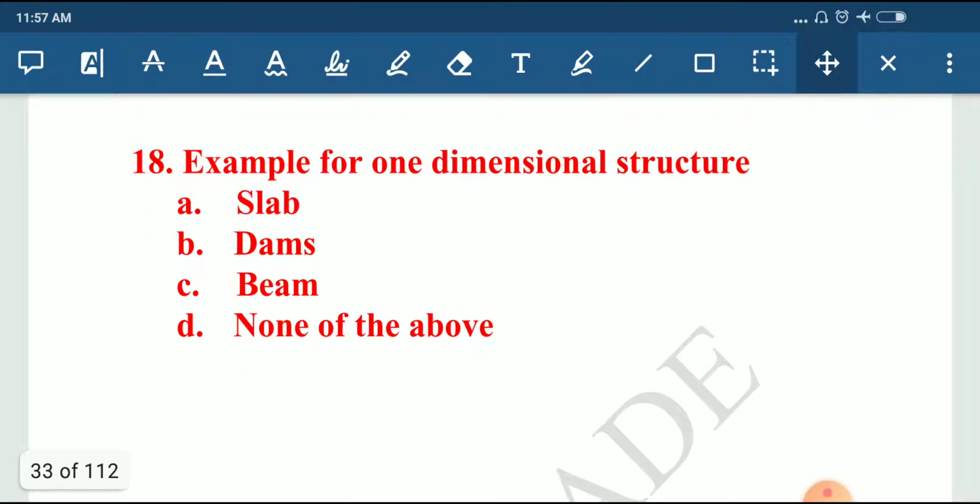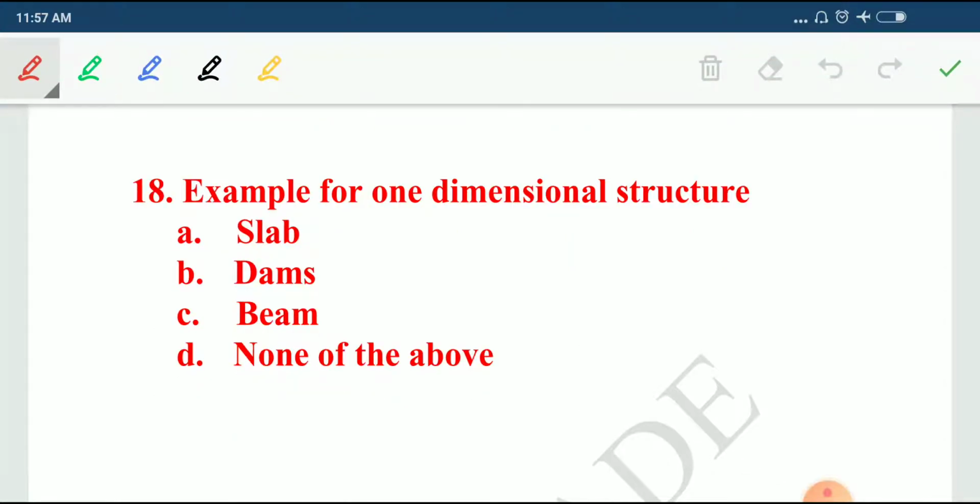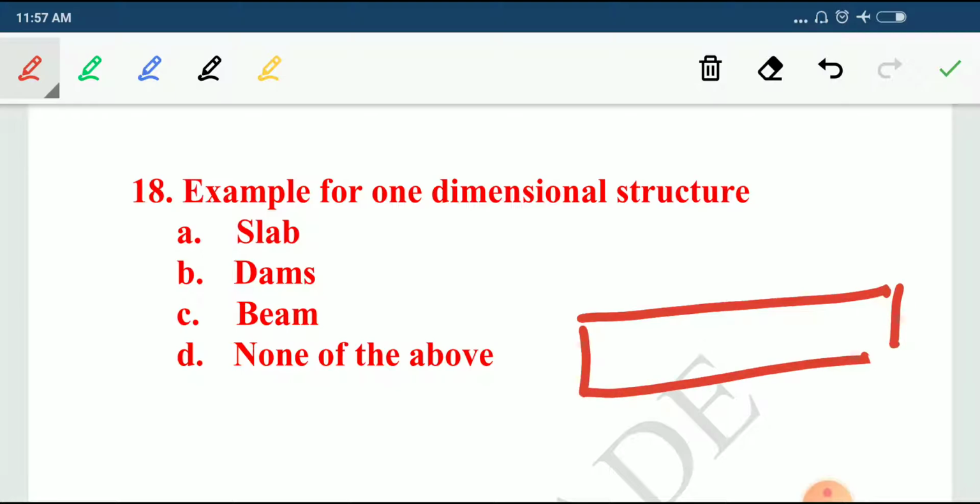Give me an example for a one-dimensional structure. He's asking for an example of a one-dimensional structure. Is it a slab, a dam, a beam, or none of the above? One-dimensional structure means classification based on geometry. One dimension, the length, is very large compared to the other two dimensions. Then that is called a one-dimensional structure.